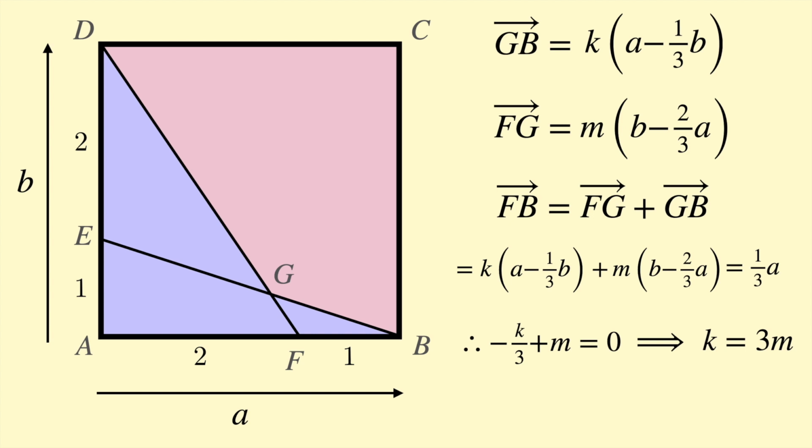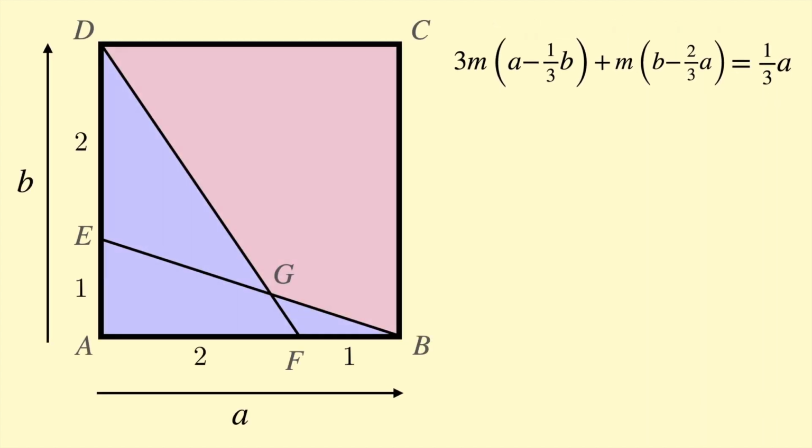This is nice because now we can write this entire equation representing the vector FB in terms of M. So then we can say it's 3M multiplied by A take 1/3 B plus M multiplied by B take 2/3 A equals 1/3 A. This is going to allow us to solve for M. Okay, so taking this equation, this time looking at the coefficients of A, they are going to have to sum to 1/3. So 3M is the coefficient of the first term for A, and negative 2M on 3 is the coefficient of A for the second term.